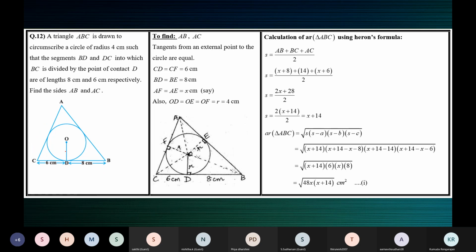Okay, so what we do is we join O to A. That is, we divide the whole triangle into three smaller triangles. And for each of the small triangles, we find its altitude. We cannot find the altitudes to all the bases. You can find the altitude only to one base, so that you can find the area of that triangle using the formula half base into height. Step one, divide the whole triangle ABC into three smaller triangles.